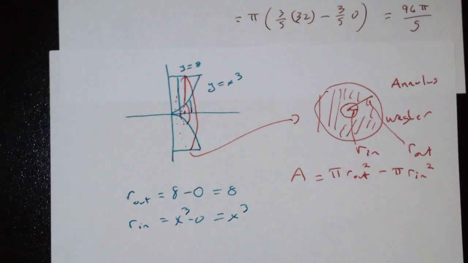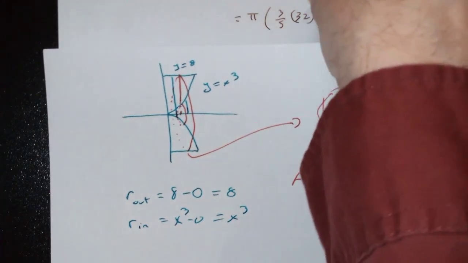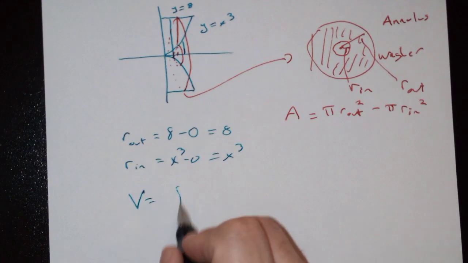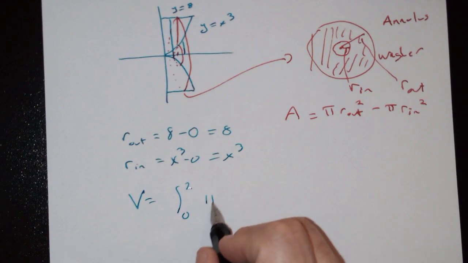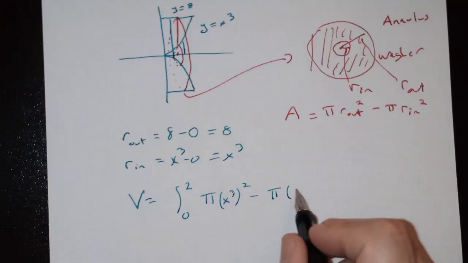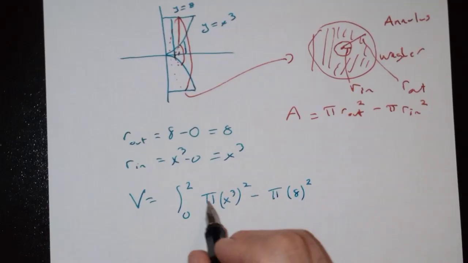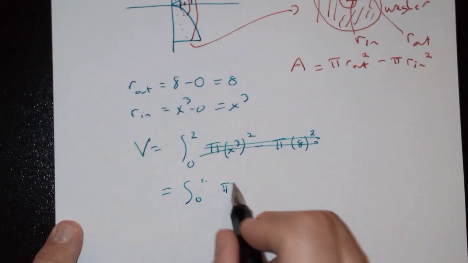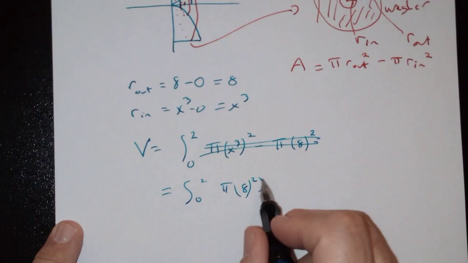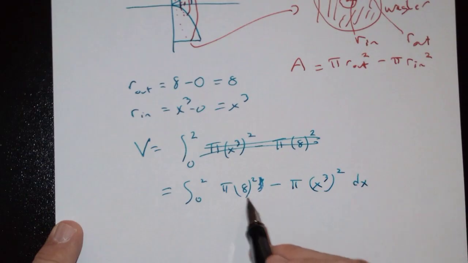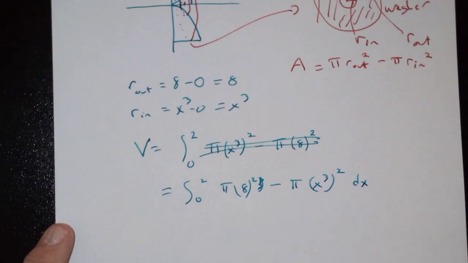So I can actually do this, but it's not one integral anymore, it's two. Oh, I just wrote those backwards. It's the outer radius minus the inner radius. I can't do it in the other order. That would be bad.